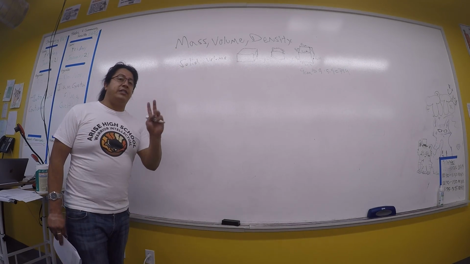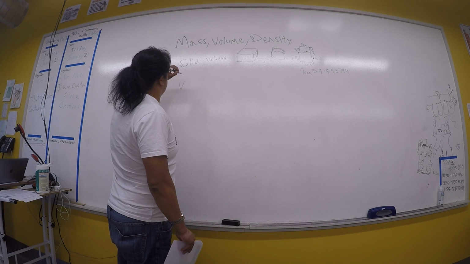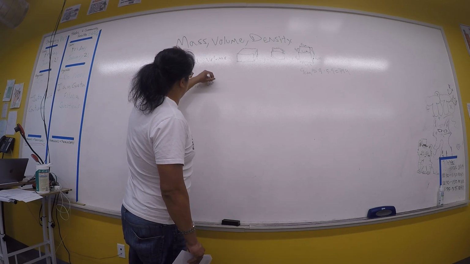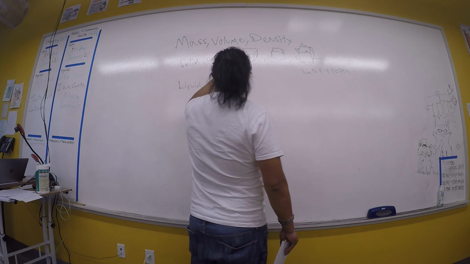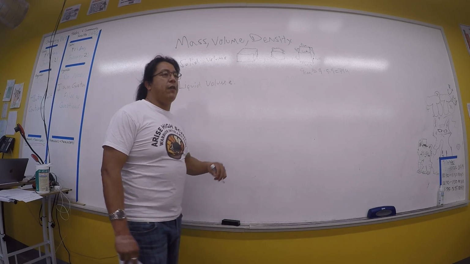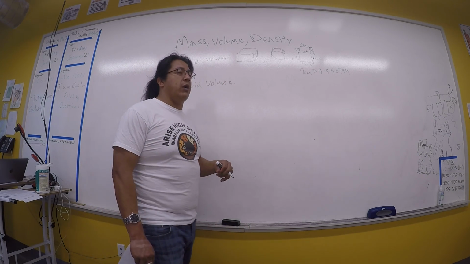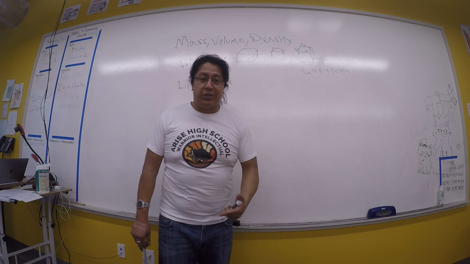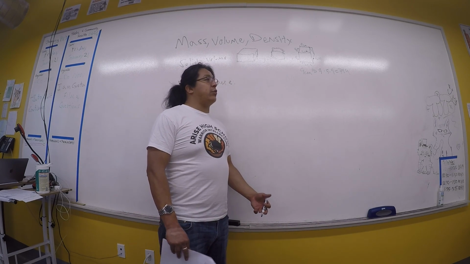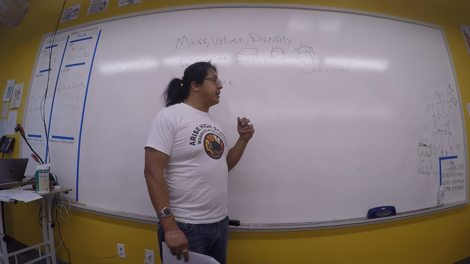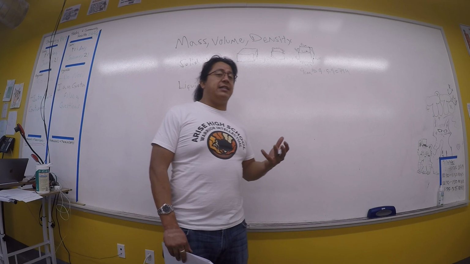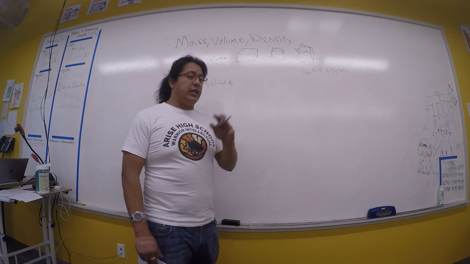Now the second way to do volume is liquid volume. Technically it's fluid volume, but we'll discuss that a little bit later. Liquid volume could be any liquid you want: water, juice, blood, lava, liquid nitrogen, soda, anything that's a liquid. Technically gases can be measured the same way too, but we'll get to that a little bit later.